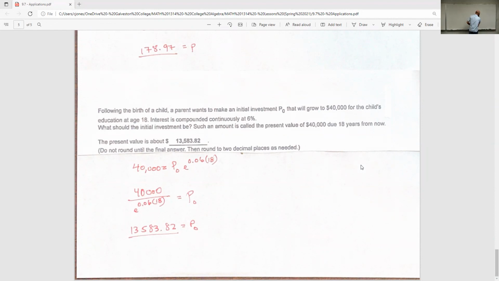All right, so it says here we have this child being born, and a parent is trying to figure out how much money they need to put in the bank so that when the child gets ready to go to college, they have $40,000 in the bank. So they're looking at what my end amount is. My end amount is $40,000, okay? And they want to know, what do I need to put in? So we're looking for P sub 0. The child will be 18 at this point, and it's compounded at 6%, okay?